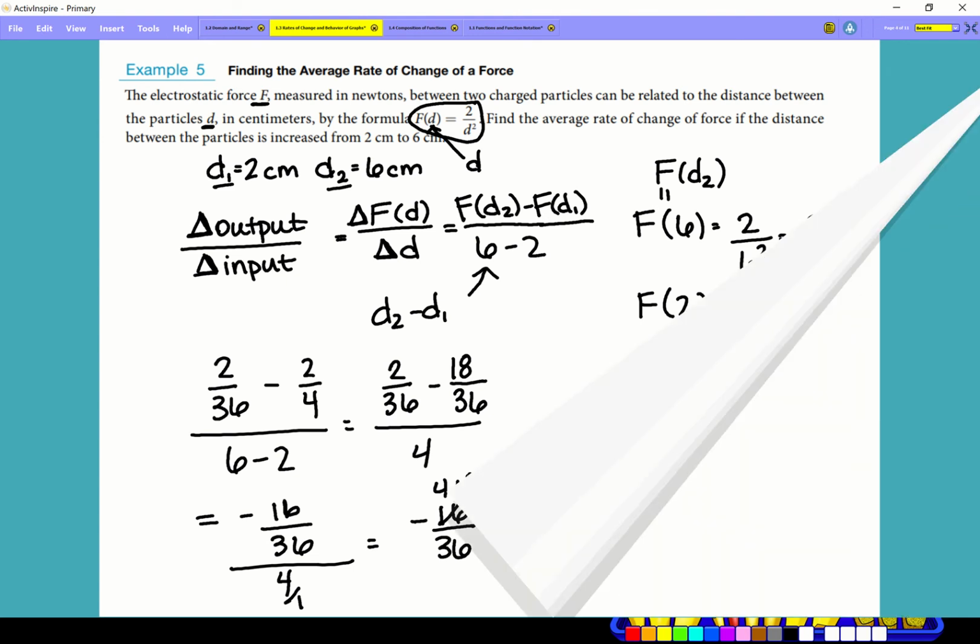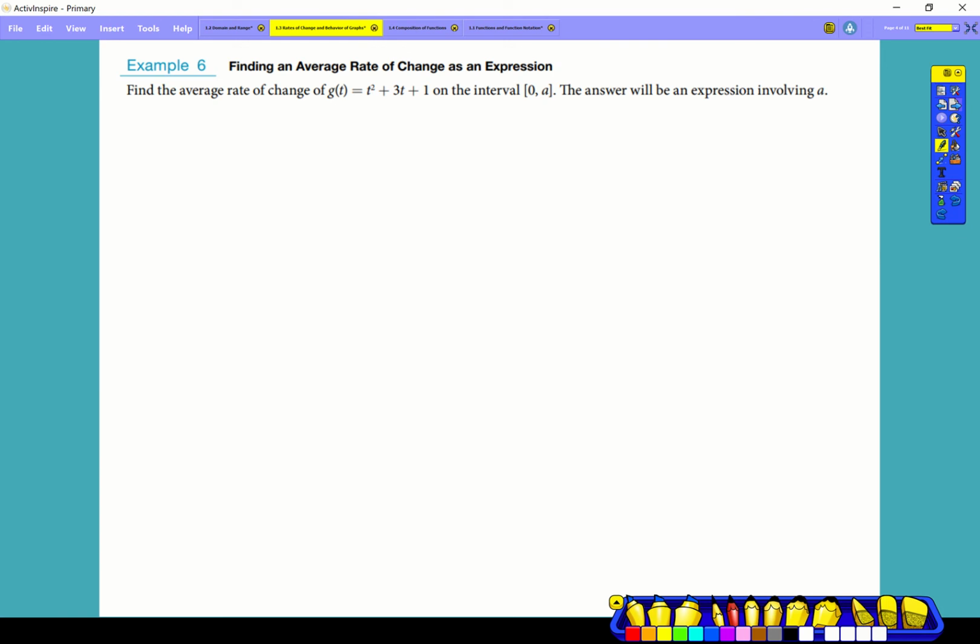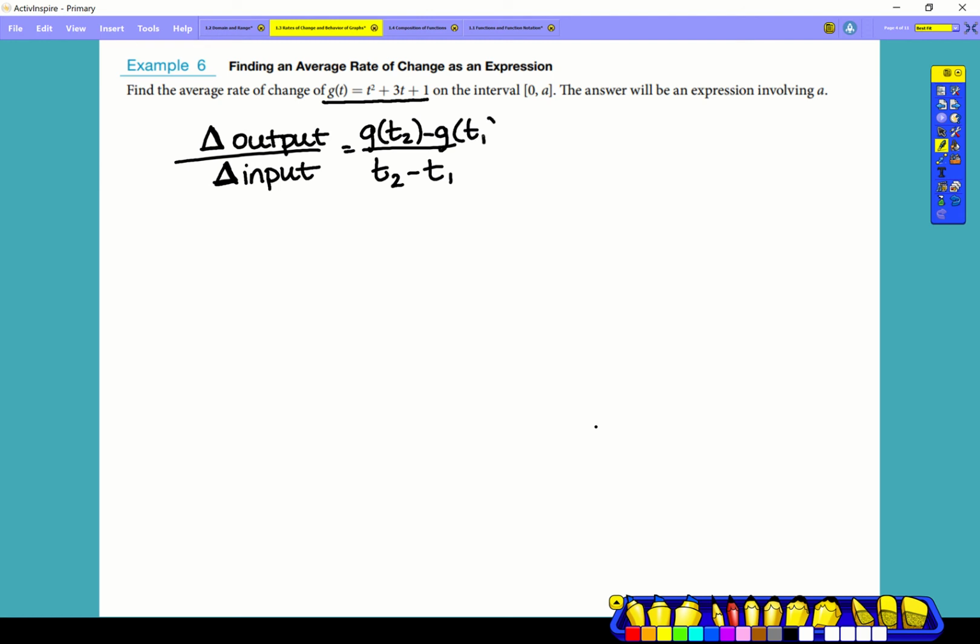And now we're going to have another example. So find the average rate of change of this on the interval 0a. So we know we're going to have the average rate, the change in the output over the change in the input, delta output over delta input. So my input is t, so that's going to give me t2 minus t1. My output is g of t. G of t2 minus g of t1.